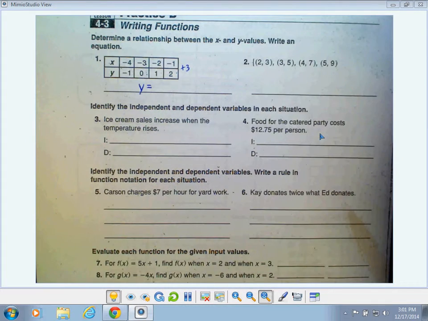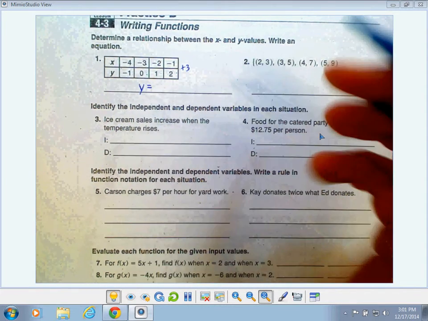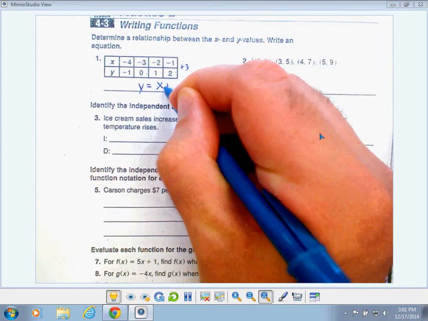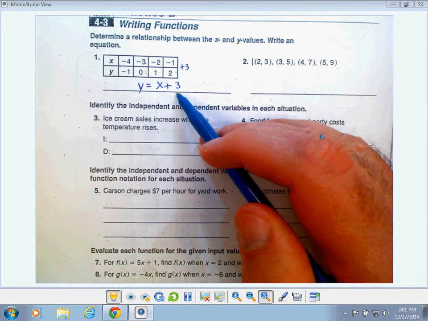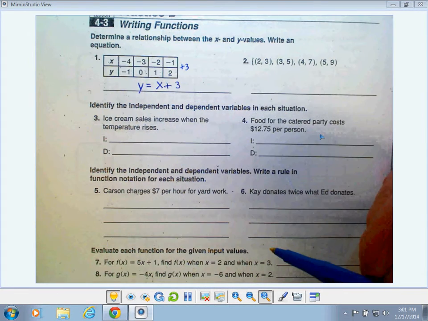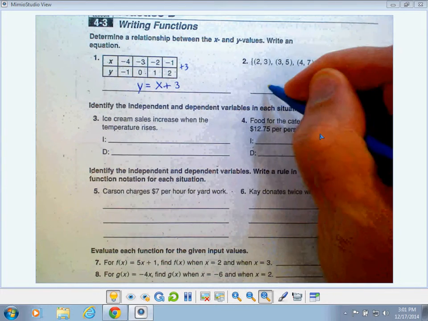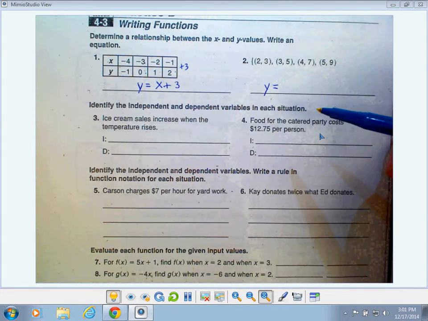So then what we want to say is, how do we get y? Well, y is taking x and adding 3. So we'd write x plus 3. And that's our equation. So we get y by saying whatever x is, add 3 to it. Okay, number 2 is a little bit more difficult, but it is the same overall concept. How do we get y when we know what x is?